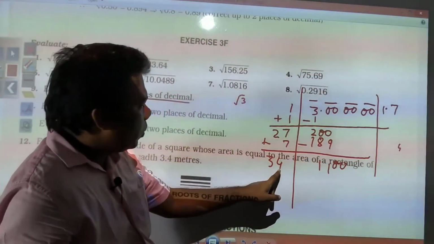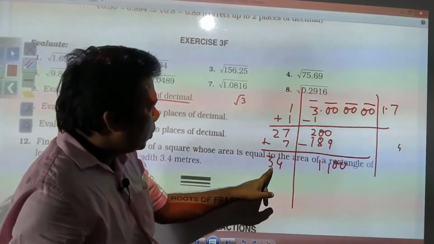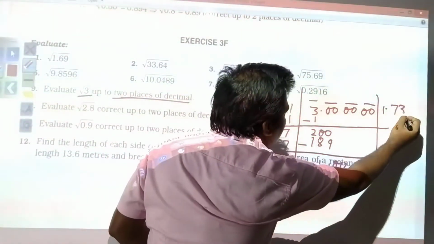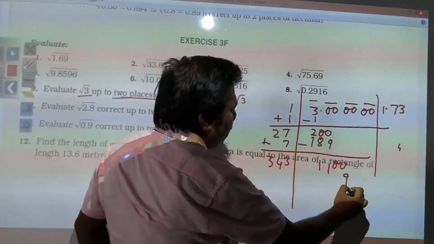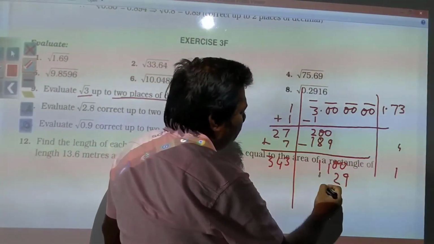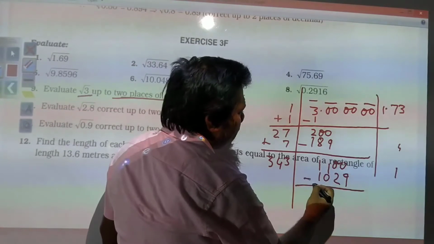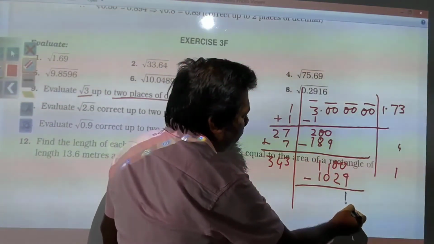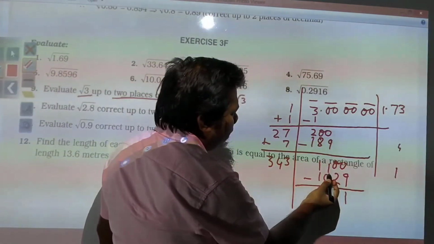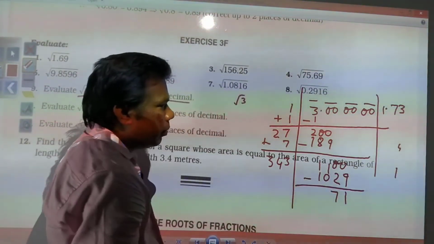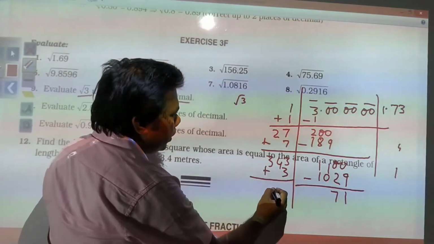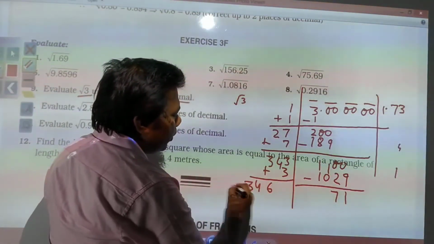Now you need to again see how many times it will go. So 3 times you try. 3 3s are 9, 3 4s are 12, 3 3s are 9 and 1 makes 10. Subtract this. 10 minus 9 is equal to 1, 9 minus 2 is equal to 7, and this will be 0. 71 you have got. This 3 is required to be written over here, this is required to be added. You will get 6 4 and 3.